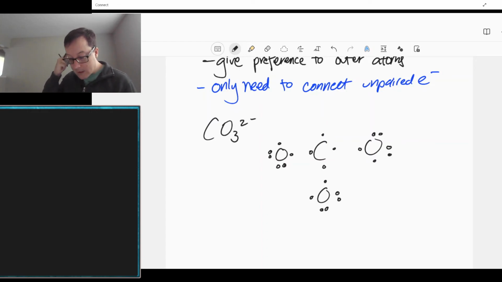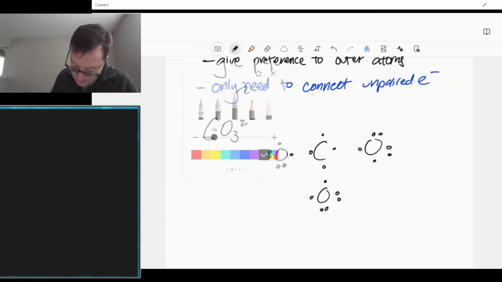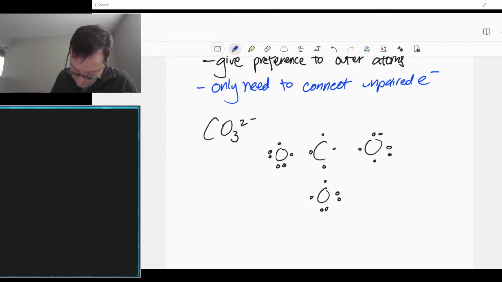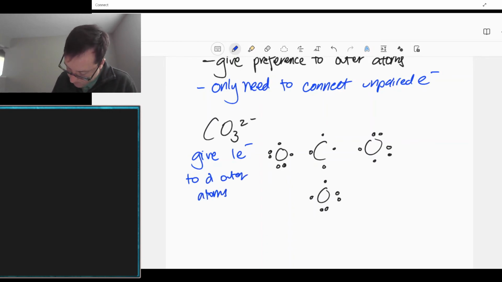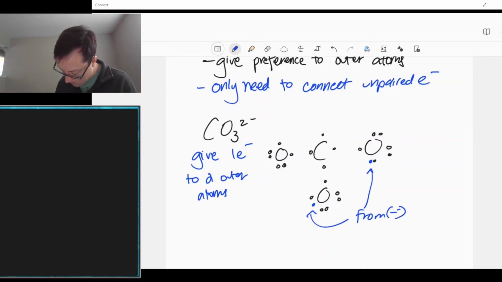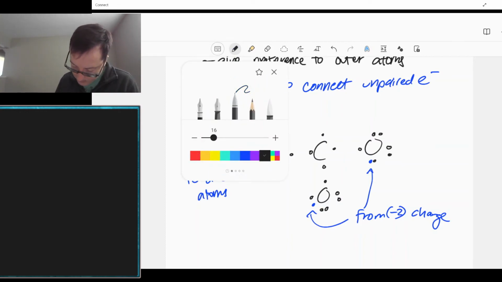All right, because this is negative, we need to give 1 electron to 2 outer atoms. So here we go. 1, 2, done. Those are my blue electrons. That's the -2 charge. And then we just need to connect them.